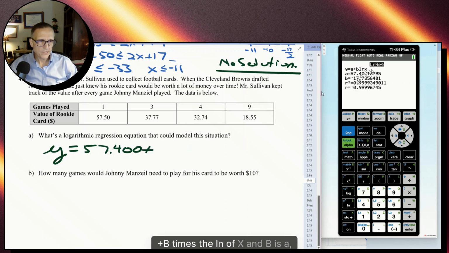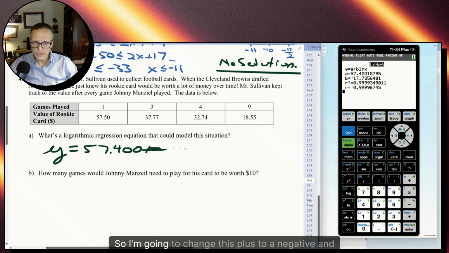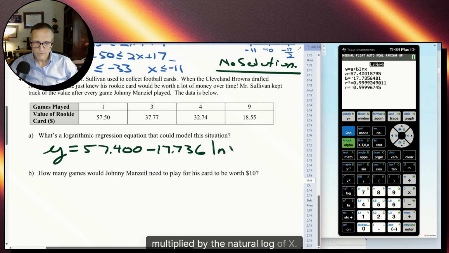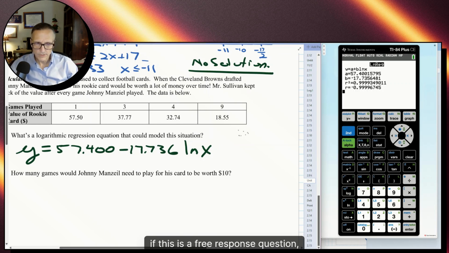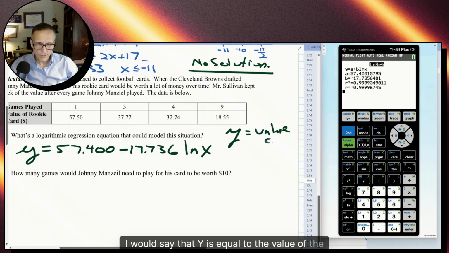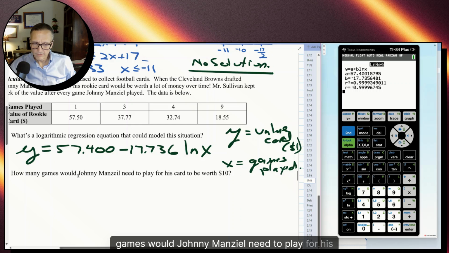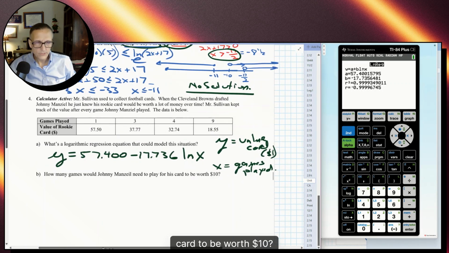b times the ln of x, and b is a negative, so I'm going to change this plus to a negative, and it's negative 17.736 multiplied by the natural log of x. And just to be safe, if this is a free response question, I would say that y is equal to the value of the card in dollars, and that x is games played. Now, it does say, how many games would Johnny Manziel need to play for his card to be worth $10?